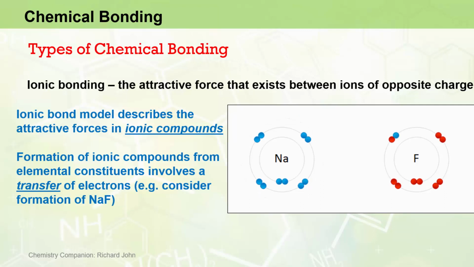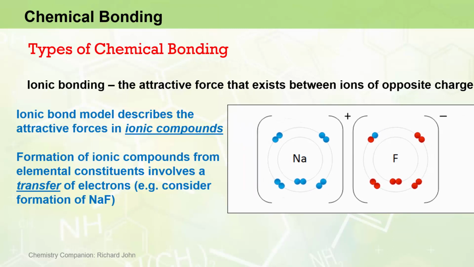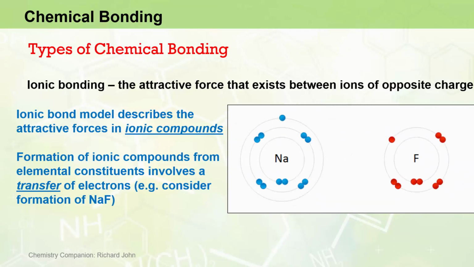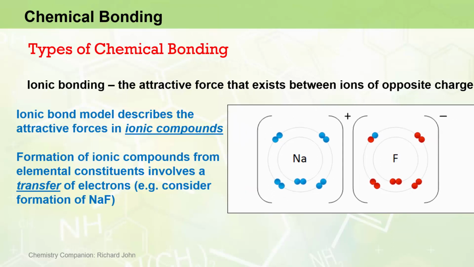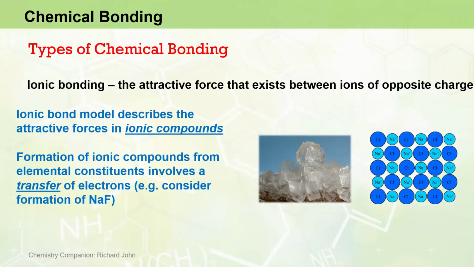Of course, during this electron transfer process, a positively charged sodium cation is formed and a negatively charged fluorine anion is formed. The electrostatic attraction between these ions of opposite charge constitutes the ionic bond, which holds these atoms together in a semi-infinite three-dimensional crystal lattice structure.